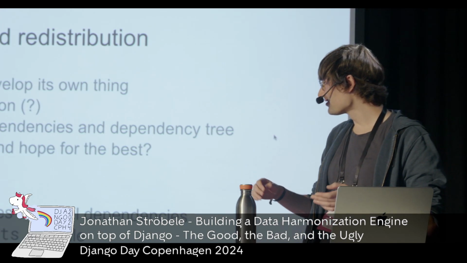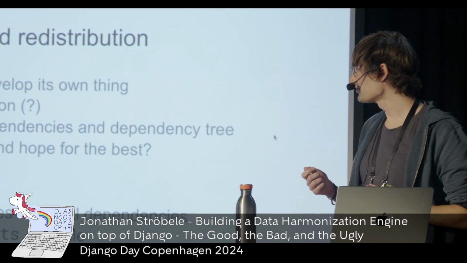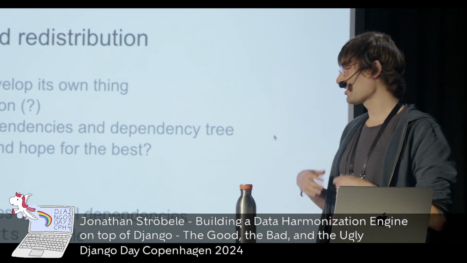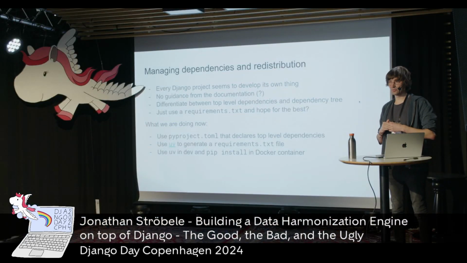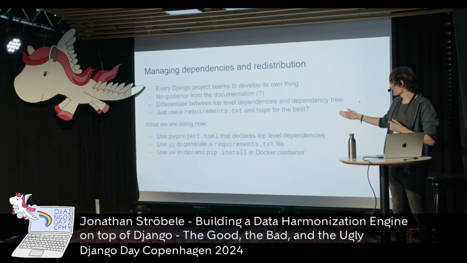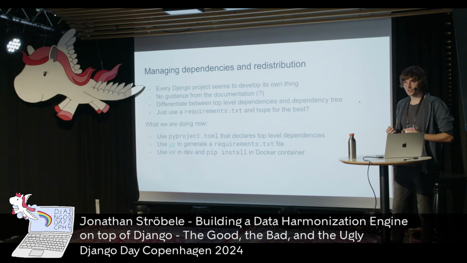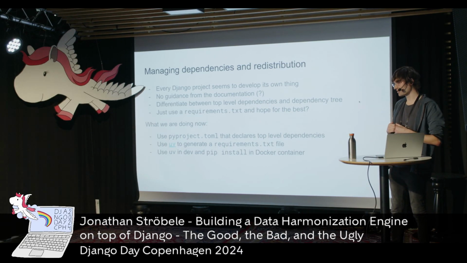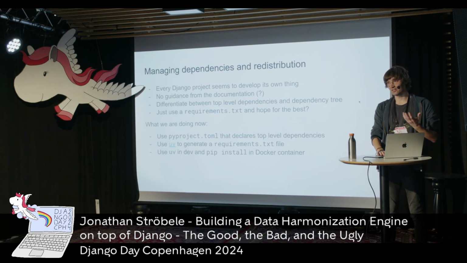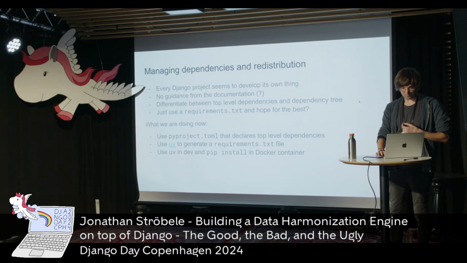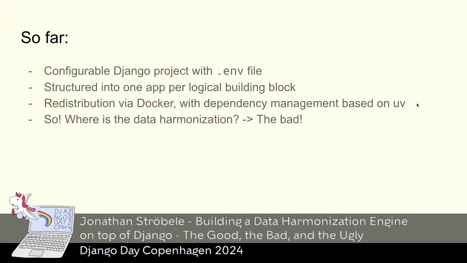Nevertheless, this year I was in a bit of luck because the UV project from Astral kicked off, and now I have found some guidance. I just use UV. I have my pyproject.toml in my project root, define my first level dependencies in there, and then use UV to generate the requirements.txt file, which I can then use in my Docker setup with a classic pip install, and then have a ready to use container for my whole project, which I can redistribute. So far we have the Django project configured, we have structured it, we have redistribution in place.